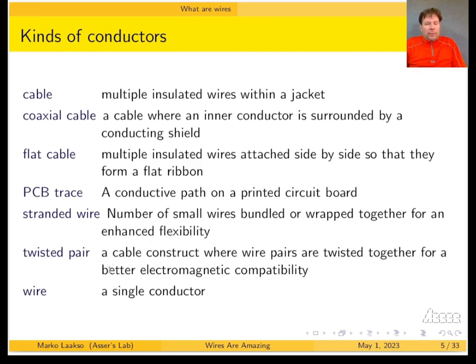And then we have twisted pair, a cable construct where wire pairs are twisted together for better electromagnetic compatibility. So basically you have two wires twisted together. And the wire itself is a single conductor.